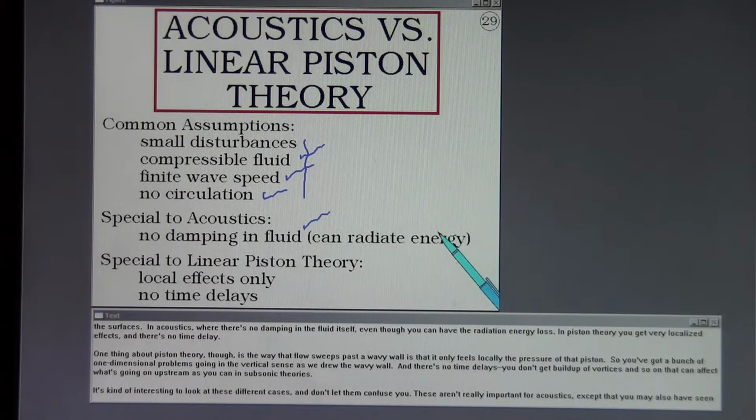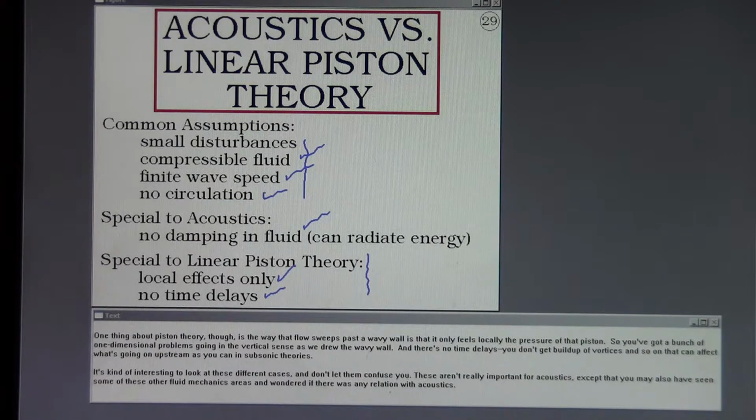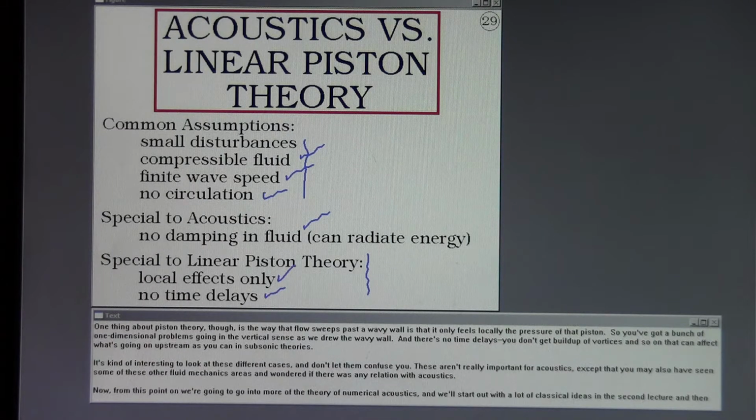In piston theory, you have very localized effects, and there's no time delay. One thing about piston theory is the way that flow sweeps past a wavy wall is that it only feels locally the pressure of that piston. So you've got a bunch of one-dimensional problems going in a vertical sense as we drew the wavy wall. And there's no time delays. You don't get buildup of vortices and so on that can affect what's going on upstream as you can in subsonic theories.